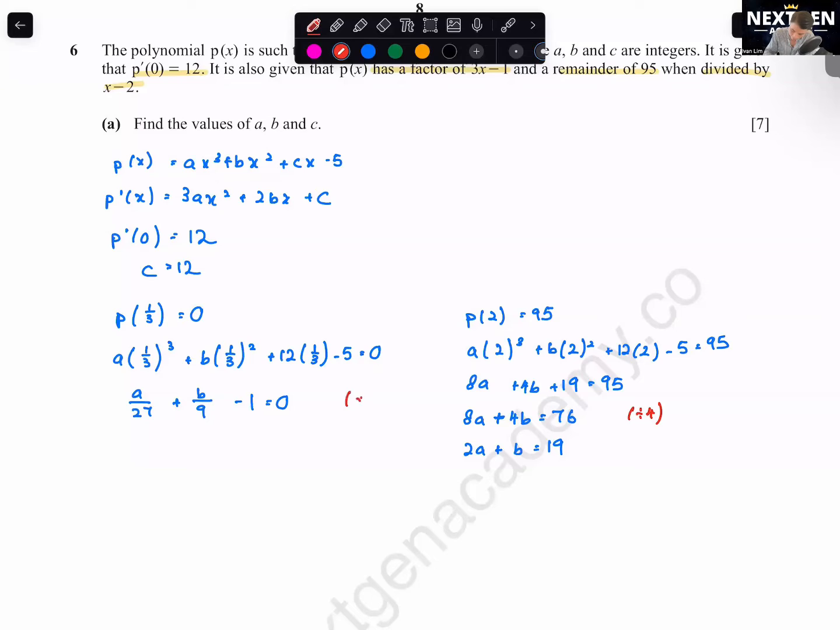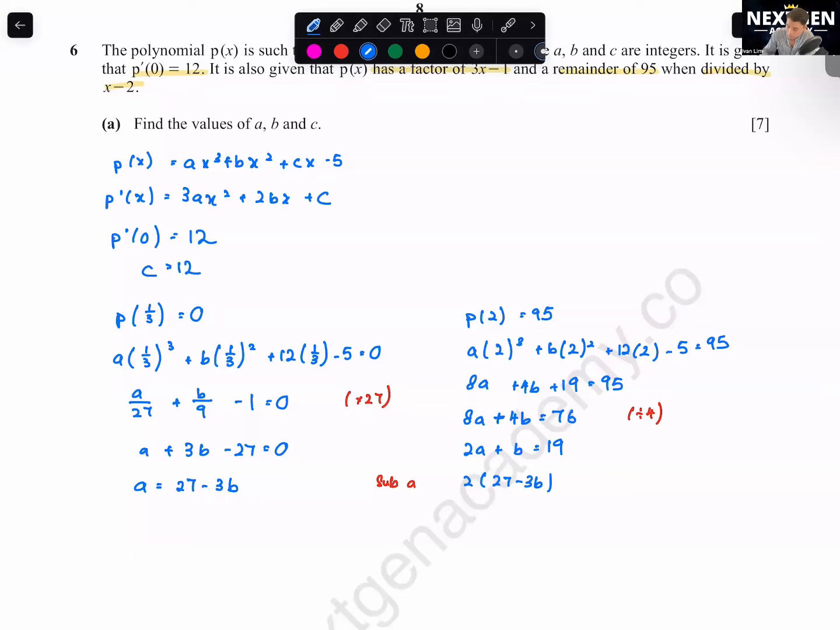Over here, I'm going to multiply by 27 so that I don't get the denominator. So here you'll get a plus 3b minus 27 equals 0. I want to substitute into the other equation. You want to do substitution, elimination also can. a equals 27 minus 3b. I'm going to substitute a here.